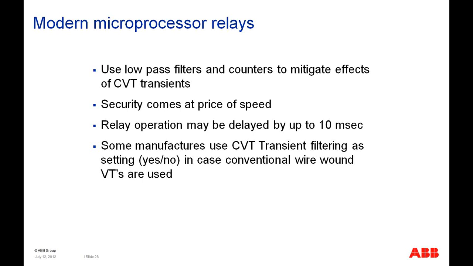So relays now use low-pass filters that mitigate the CCVT transient, but they're a little bit slower because of that, and depending on how long the transient is, they may reduce the operating speed of the relay by up to 10 milliseconds. To counteract that, some relay manufacturers put in a setting in the relay that lets you turn this function on or off. If you happen to be using a wound-type VT, you don't need to use that, obviously.